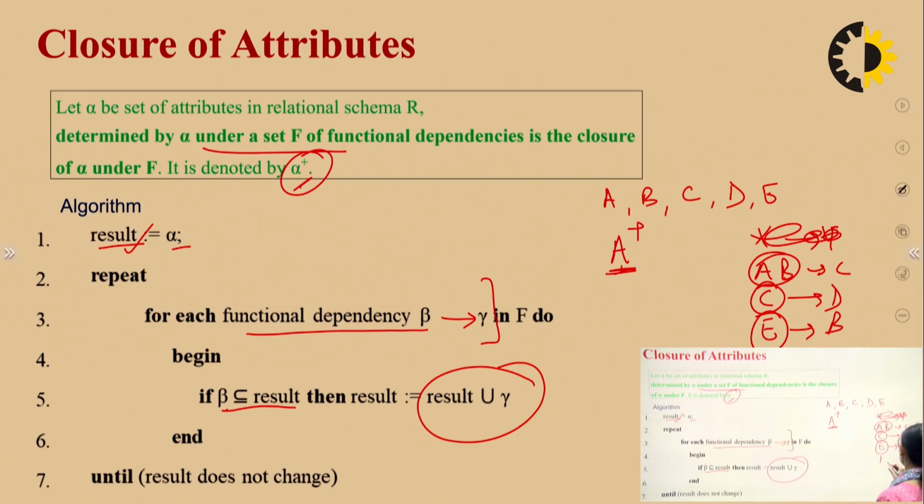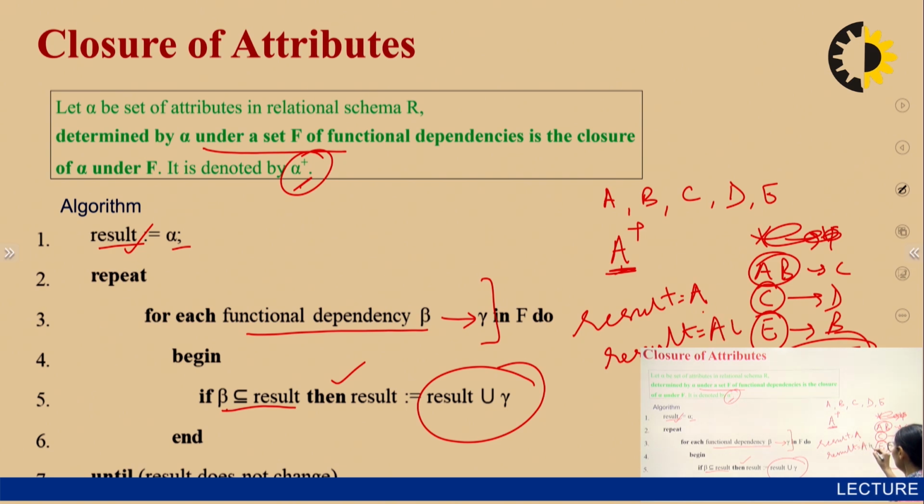Let's suppose I am having here A to E. So first the result becomes A, and this particular FD follows this condition. So in the next step, the result becomes A and E, and so on. We repeat this process until we are not able to include any further attribute in our closure set.